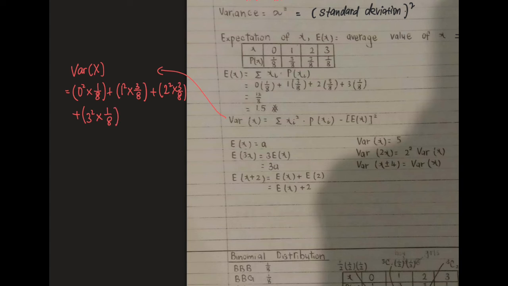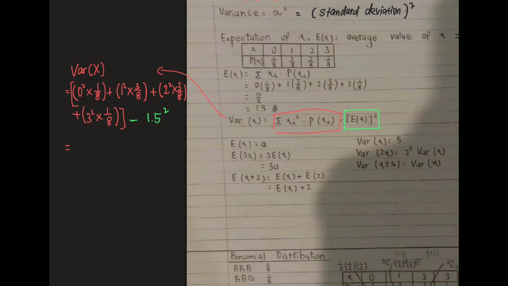This is the first part. Second part, minus E(X) power 2. E(X) is the mean, 1.5 just now. Minus 1.5 power 2. So that's why we need that table very much. That table will help us to find out all kinds of probability questions, then the mean, the variance. So all based on this table.